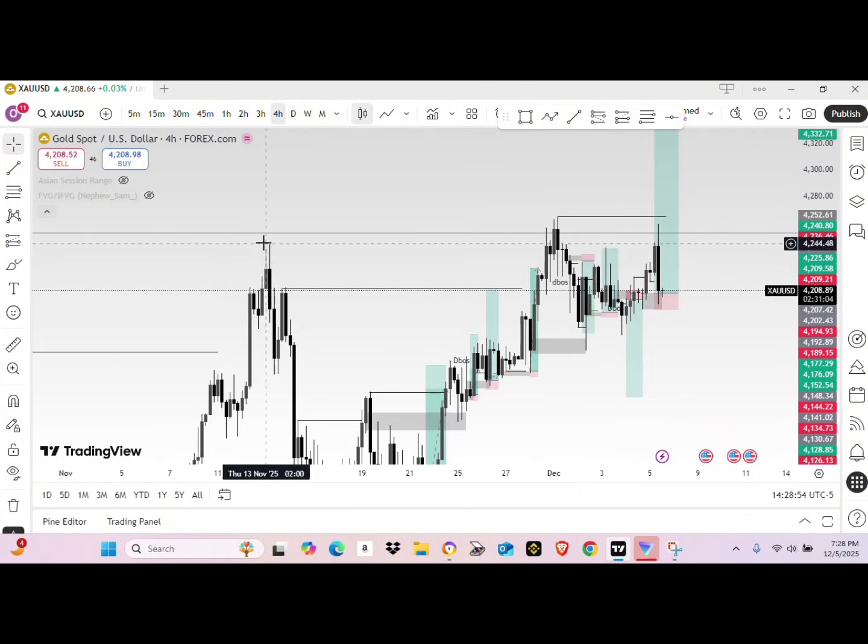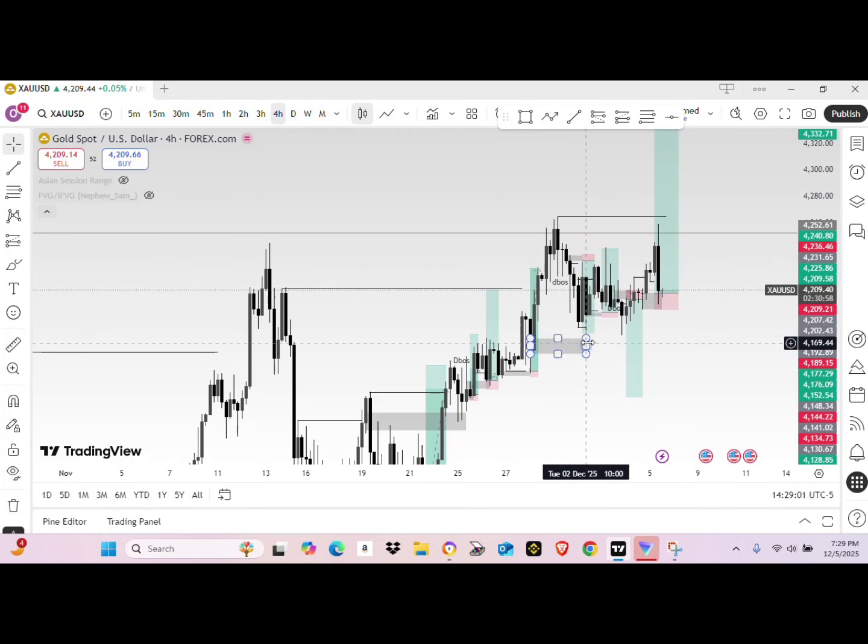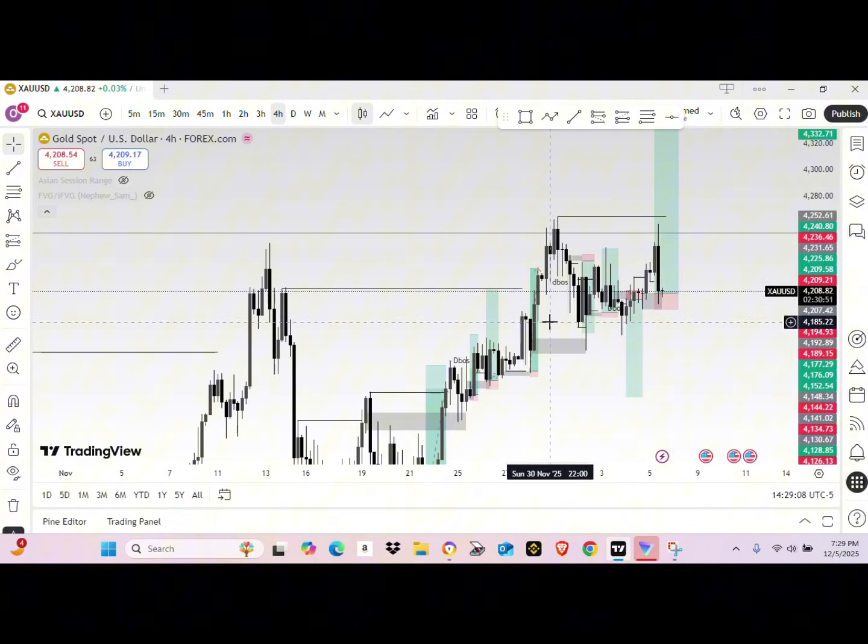Okay, so now after this break of structure, what next are we expecting? A pullback. So that pullback was from the higher time frame, the 4 hours key level and the weekly key level. That was why I looked out for a sell.